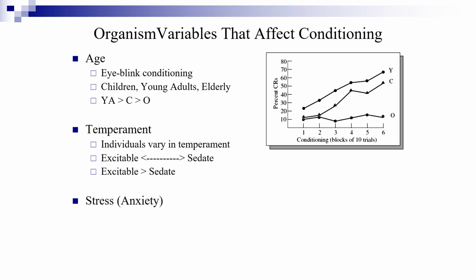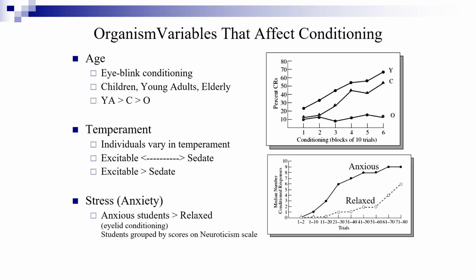So if we take a look at stress and anxiety, we can see this. We're measuring this as a function of relaxed versus anxious students. Now, we're looking at this in terms of how students actually rated on a neuroticism scale, and that's how they were categorized into anxious and relaxed students.